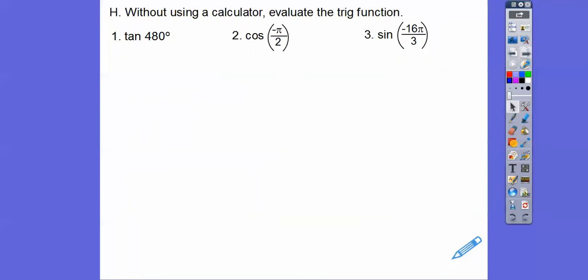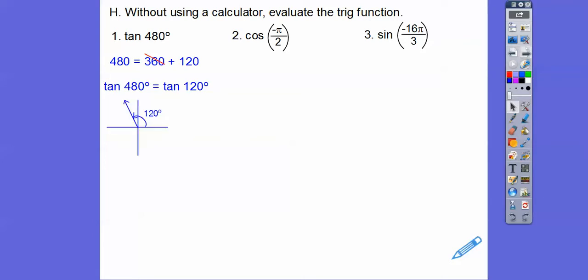Without using a calculator, evaluate the trig functions. Tangent of 480. Remember, 480 is a full circle plus 120. So we can take out that full circle, 360, because the values start repeating themselves. And so we have the tangent of 120. If we graph that, it would be right there.